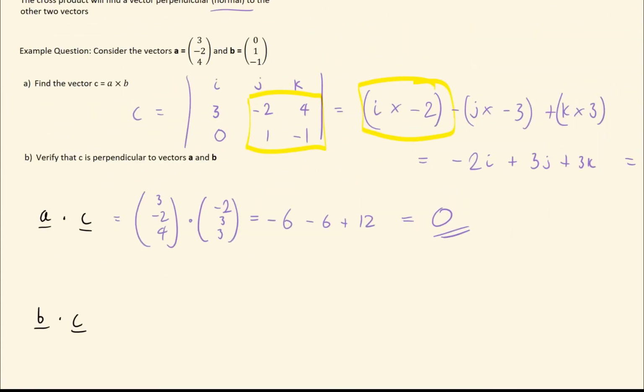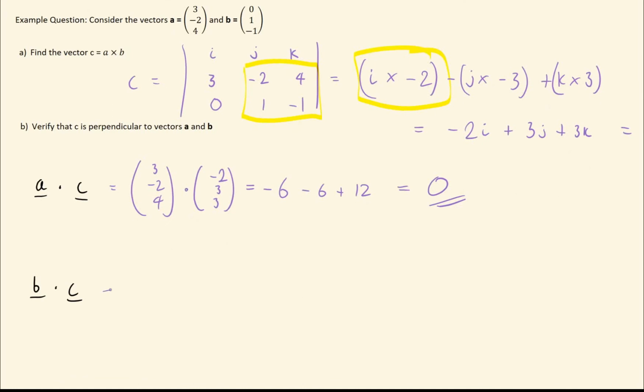We then do the same with B dot C. So B is (0, 1, minus 1), dotted with (minus 2, 3, 3). And that is going to be 0 plus 3 minus 3, which again is 0.